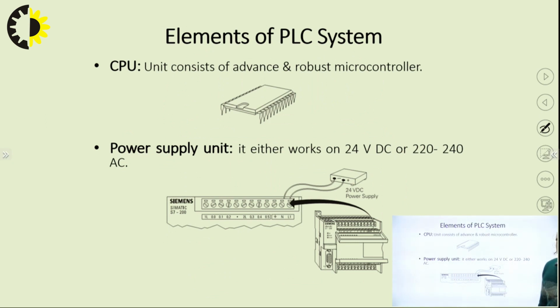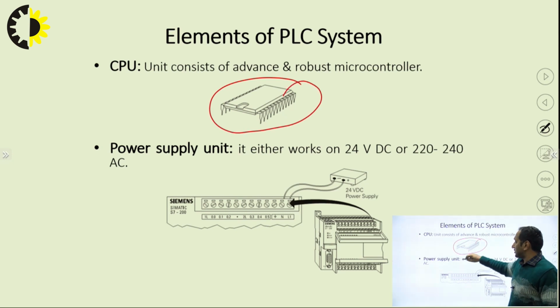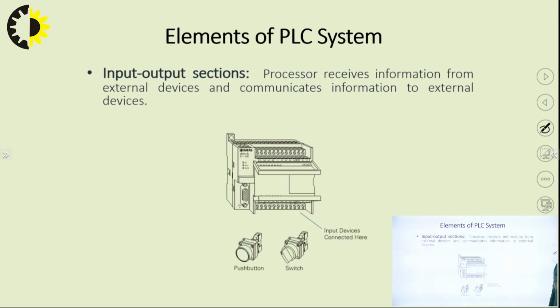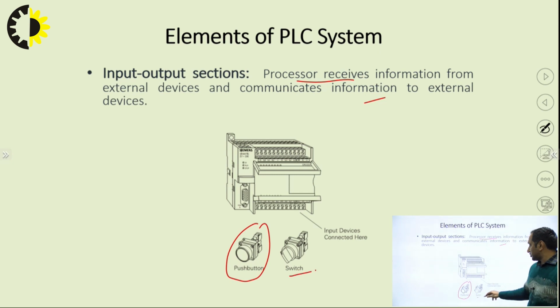The elements of a PLC: a CPU which performs all the operations. There is a power supply unit which supplies power to the PLC; for example, in our diagram it is shown as a 24 volt DC power supply. Next are the input output sections. So this is what a PLC looks like. There are push buttons and a switch with which you control the input output operations.